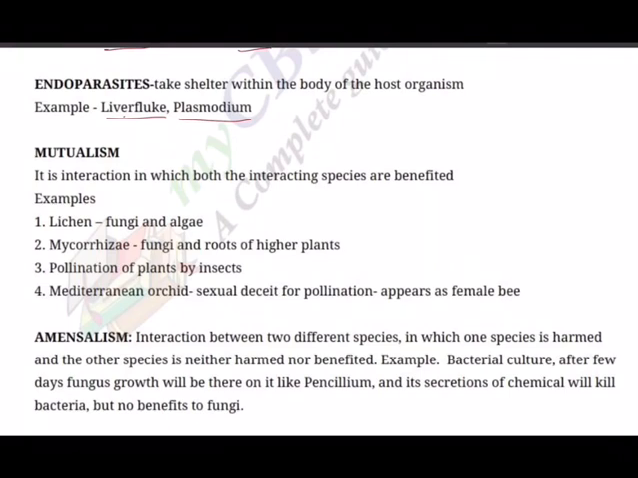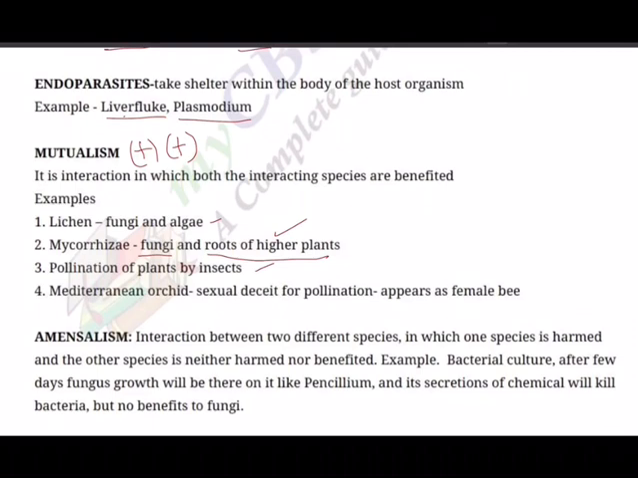And next we go to mutualism. Just now we discussed it. It's an interaction where both are plus plus, species A and species B both will have plus plus, and we said lichens are the best example, both algae and fungi. Mycorrhiza, of course, we have been talking about it, fungi and roots of higher plants. The roots of higher plants will supply nutrition to fungi, and fungi will secrete liquids that protect the roots of the higher plants. And pollination of plants by insects, just now we discussed.